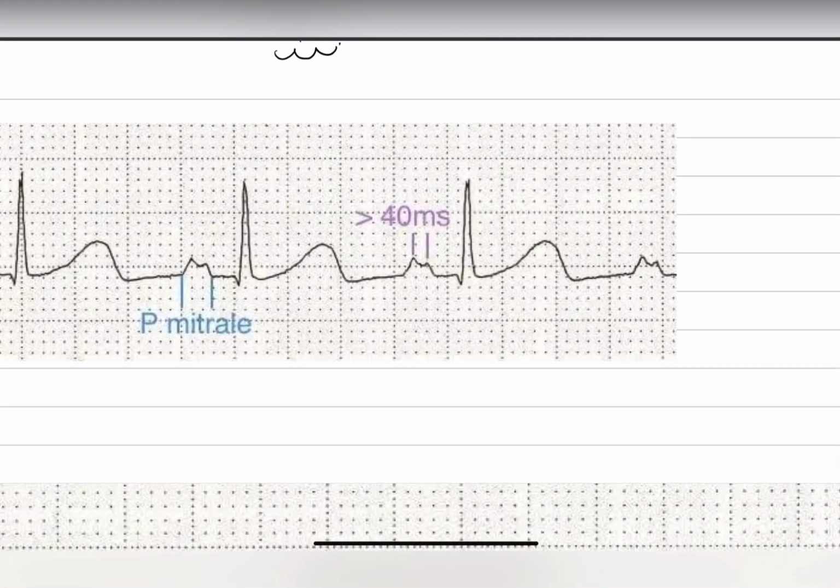Now this is called P mitrale. Left atrial enlargement is called P mitrale, and we see the difference between the two peaks is more than 40 milliseconds, and we have a total width of 1, 2, and 3 small boxes. There are 3 small boxes. The total duration of the P wave has increased, and here you see that the distance between the two peaks is more than 40 milliseconds. This is the first point. This is the second point.